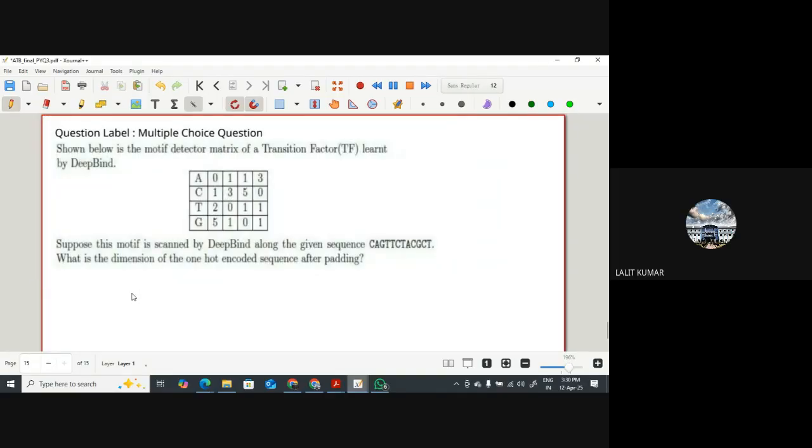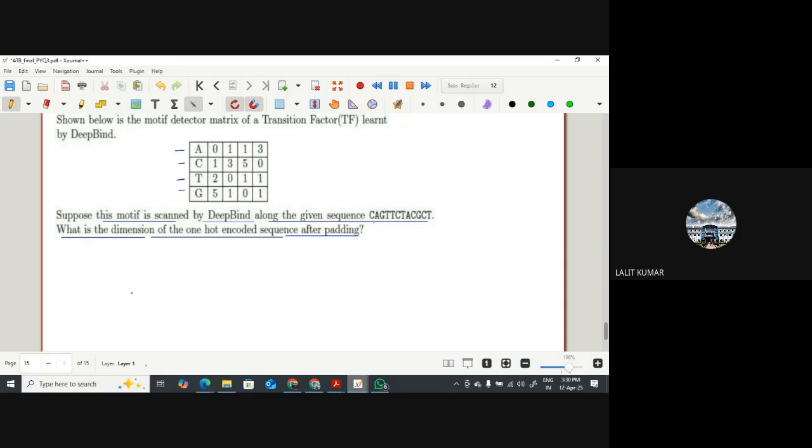Suppose below is a motif detector matrix of a transcription factor learned by DeepBind. So A, C, T, G are given. Suppose this motif is scanned by DeepBind along the given sequence. What is the dimension of the one-hot encoded sequence after padding? So this is 1, 2, 3, 4, 5, 6, 7, 8, 9, 10, 11, 12. So 12 will be like this, and we have to calculate the padding only. So for padding, you have been given the formula. Padding is nothing but m minus 1.